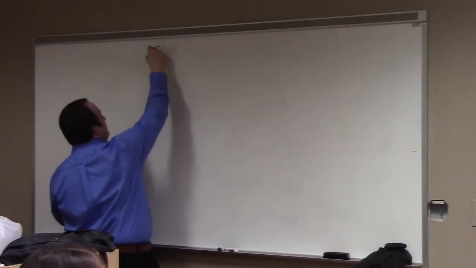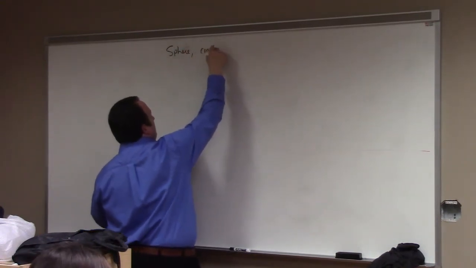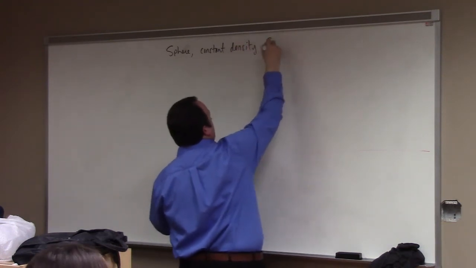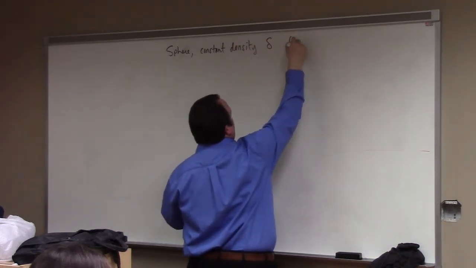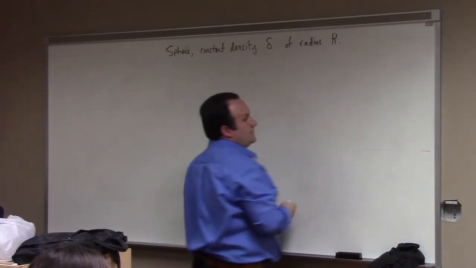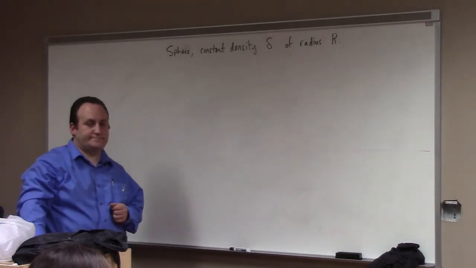So how about a sphere? Constant density delta, of radius r. What's its center of mass?